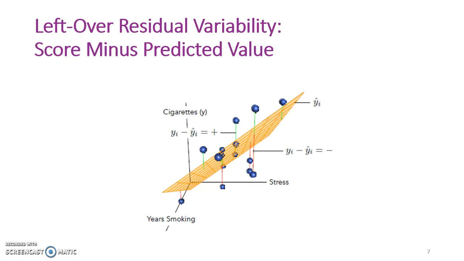Now, the leftover residual variability is the score minus the predicted value. And we know that this is the leftover residual variability in 2D plots when we're looking at simple linear regression as well. So this is just the difference between a point and the regression surface, which is giving us all of the predicted values. And again, here we have these green bars to show us when the difference between the score and the predicted value is positive, and red for when the difference between the score and the predicted value is negative. So visually, these are the different types of variability that we're working with.